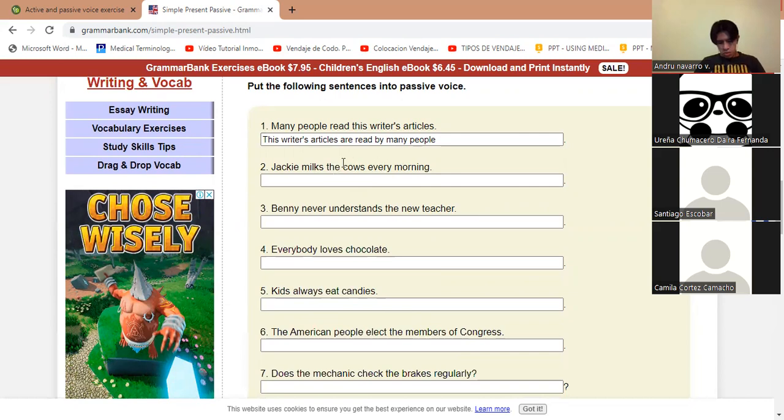Okay. Read the active first, you know? Read the active and then change it to the passive. Sorry, teacher, what means mix? Milks. ¿Cómo se dice en español cuando le sacas la leche a la vaca? Ordeñar. Ordeñar. Jackie milks the cows every morning.